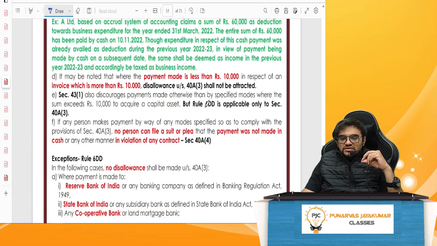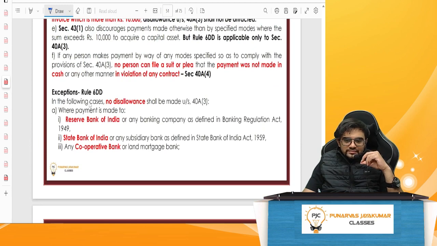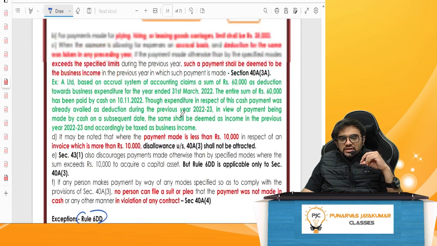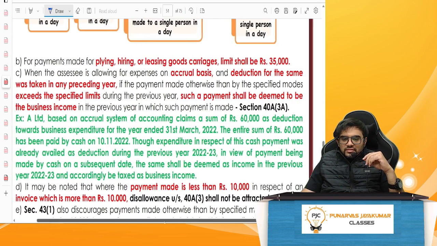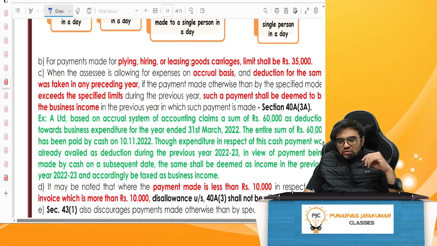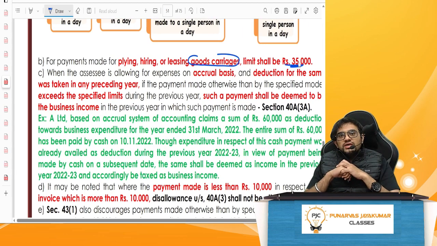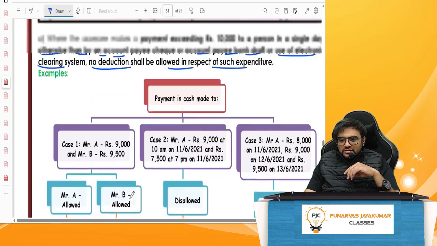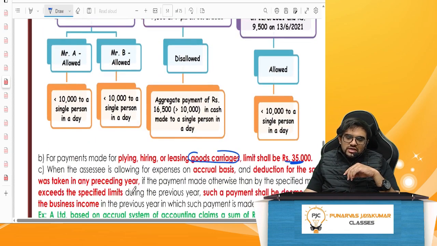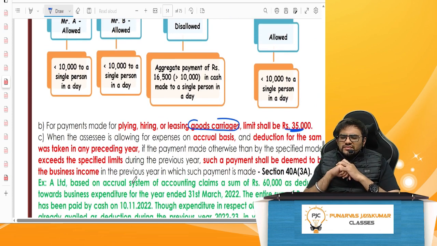Now, there are certain exemptions and there is one rule, correct? In that rule, which is Rule 6DD, there are certain exceptions to this. What are they? If I am plying, hiring or leasing goods carriage vehicles, the limit shall be 35,000 rupees and not 10,000 rupees, because in goods carriages, etc., they will not have banking facility. Nowadays, anyway, with Paytm, everything becomes simple.